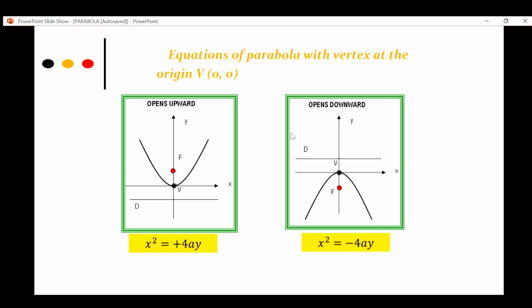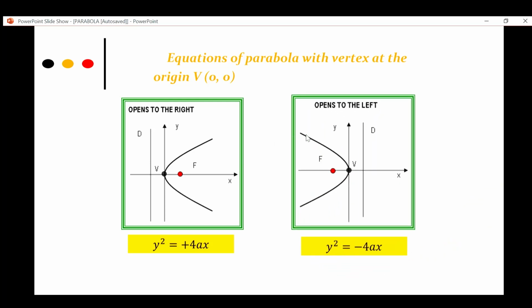And then, next is the parabola that opens downward. So the equation is x squared equals negative 4ay. Okay? So notice that when the parabola opens upward or downward, the x is squared. Okay? And the y is not squared. Okay? So when the parabola opens upward, the coefficient here in y is positive. And when the parabola opens downward, the coefficient here in y is negative. So we have to take note of that.